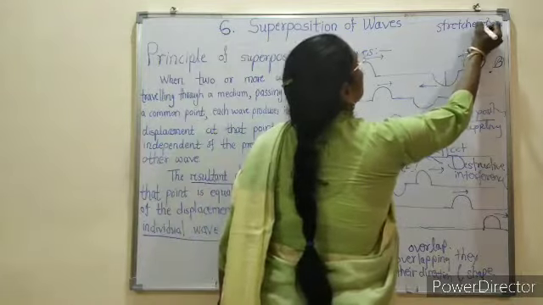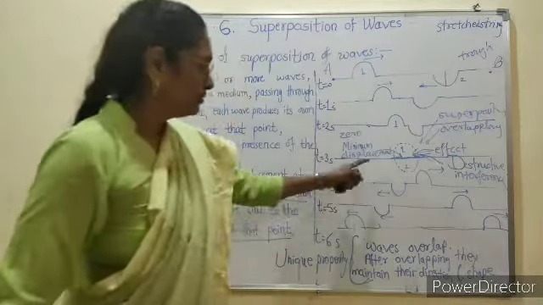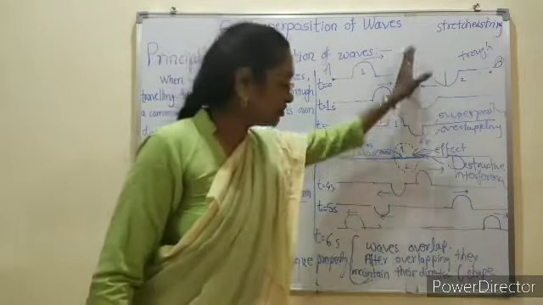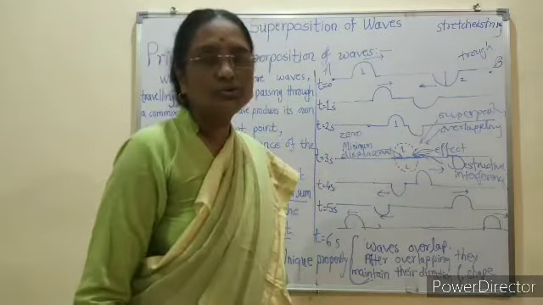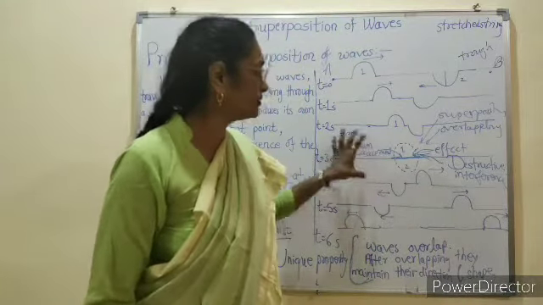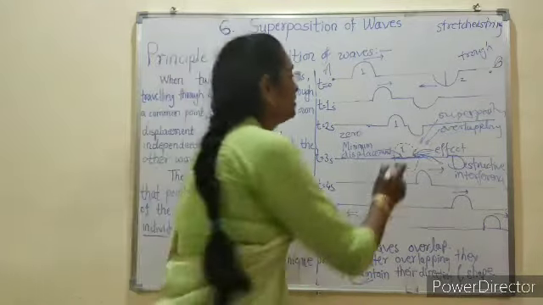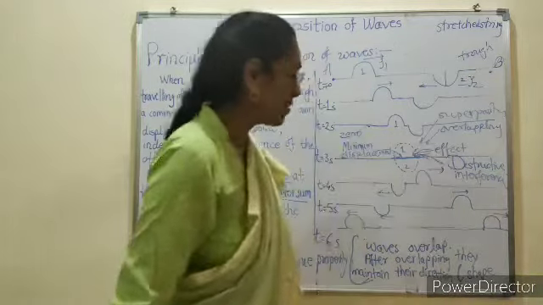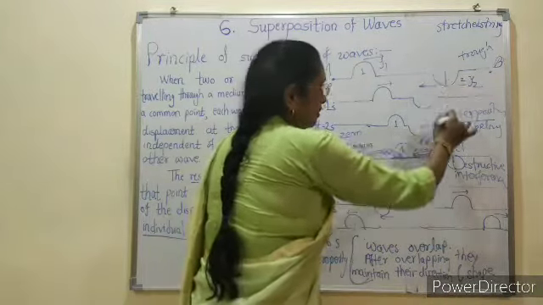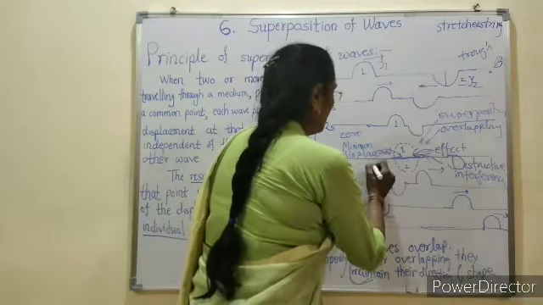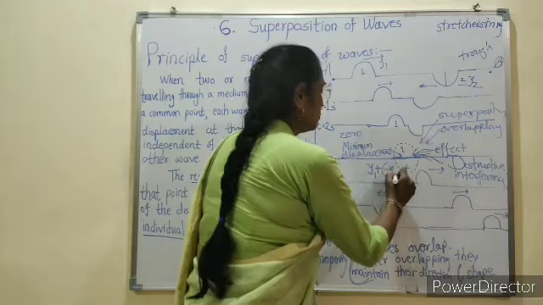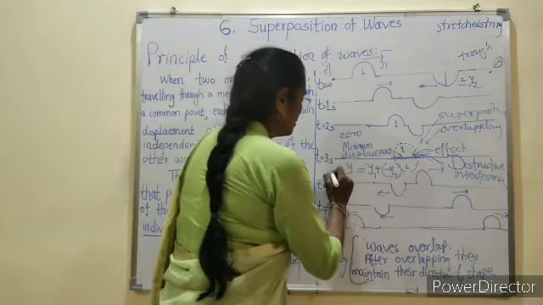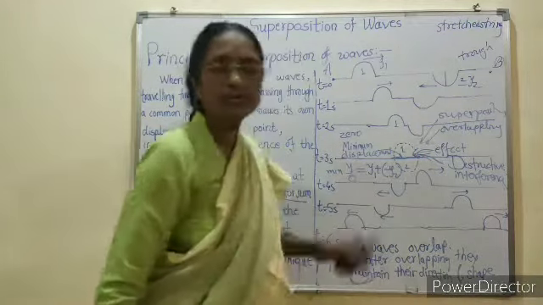Here we have taken a stretched string. On that we have studied two types of interference, constructive interference and destructive interference. In destructive interference, there is cancellation of displacement. One displacement is y1, another displacement is y2, but it is denoted by minus because it is produced along the negative y direction. So y1 plus minus y2 is the minimum displacement. Here the resultant displacement is y.